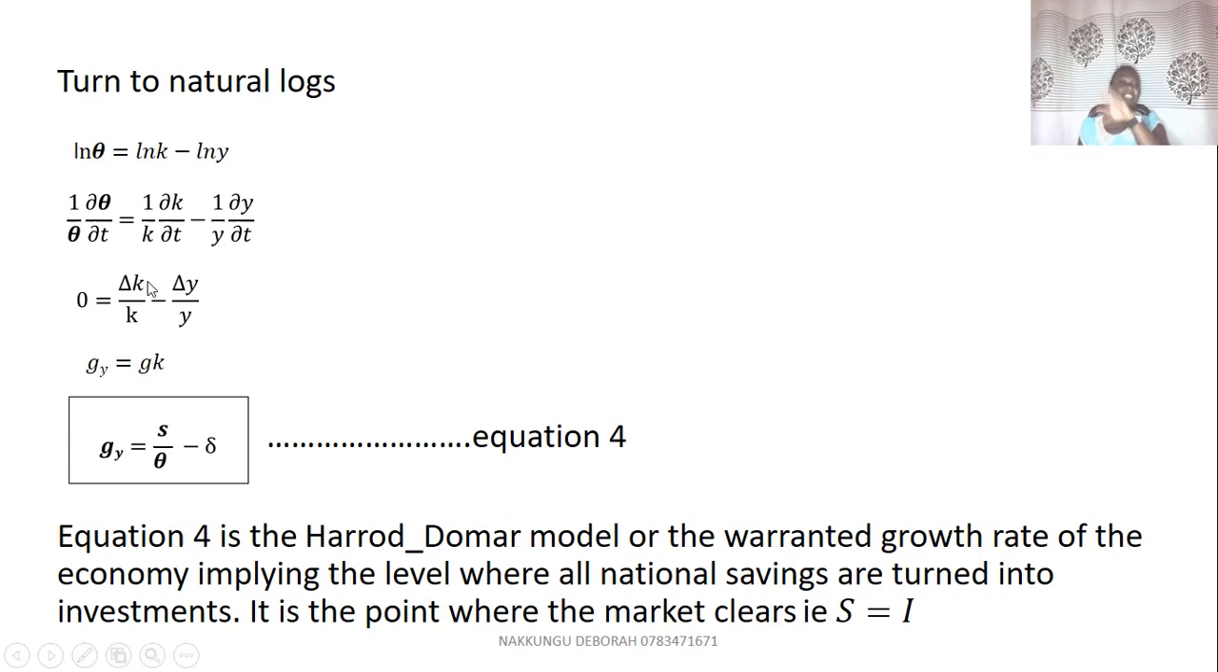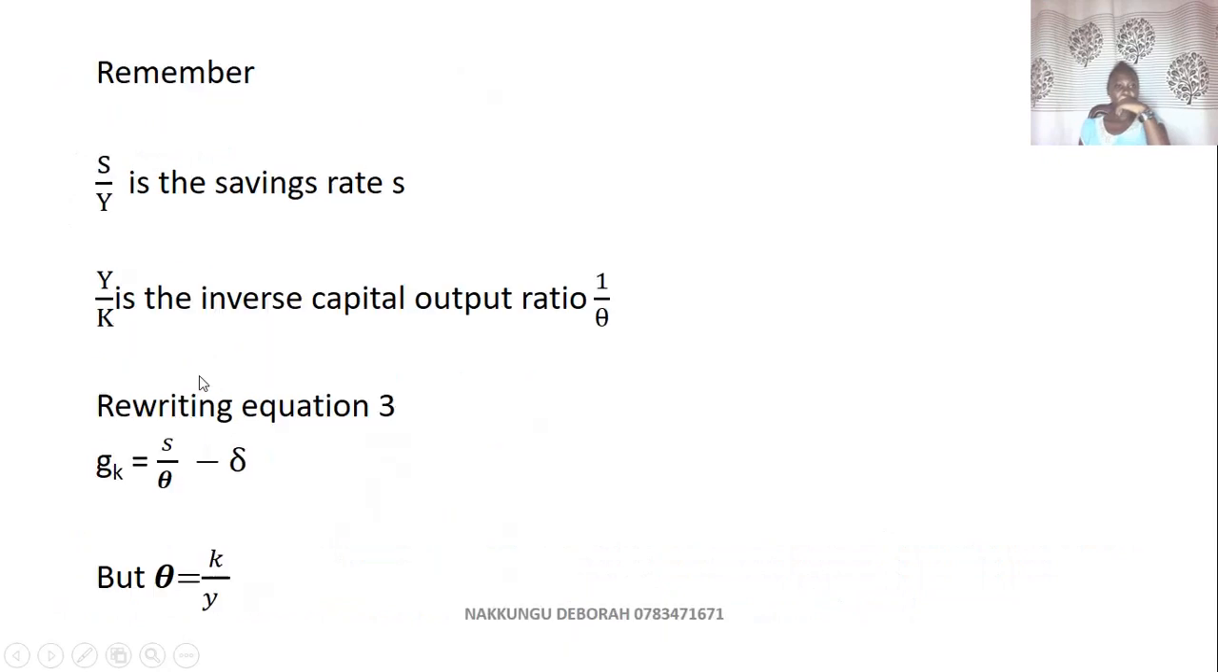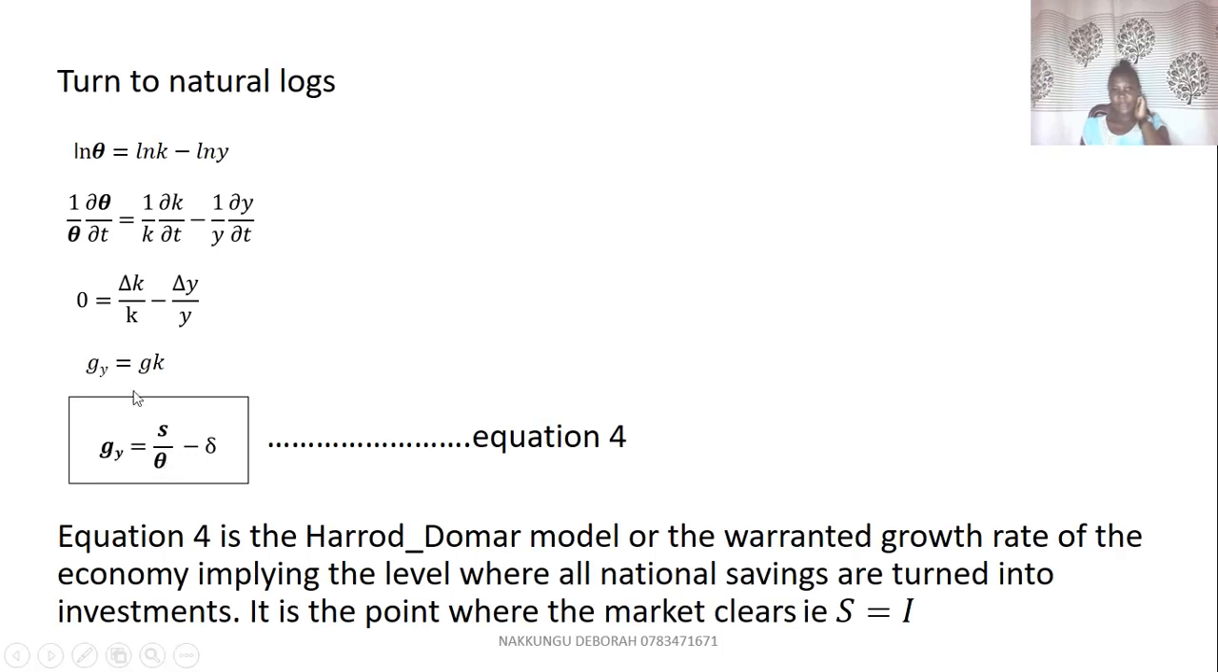So here we've proved that the growth rate of output is equal to the growth rate of capital. So from this equation, where we have a gk, that shows that the growth rate of capital is equal to this, we can as well put this as gy, because we've proved that they are the same. So that's why we rewrite our final equation as gy is equal to s over theta minus sigma. So equation 4 is the heart of the Harrod-Domar growth model, and we call this the Harrod-Domar model, or we can call it the warranted growth rate.